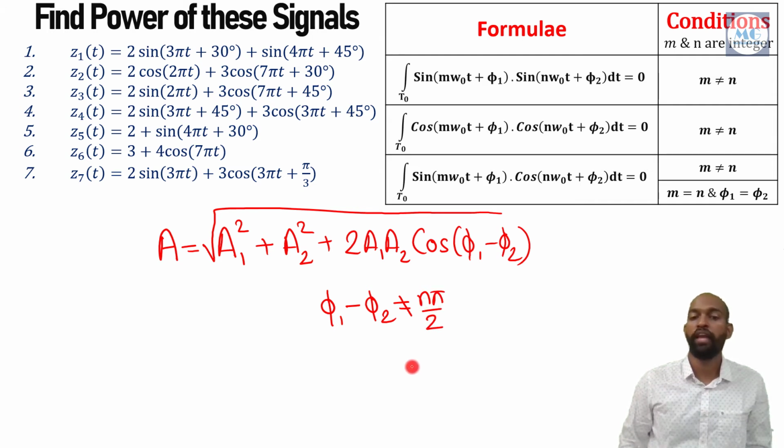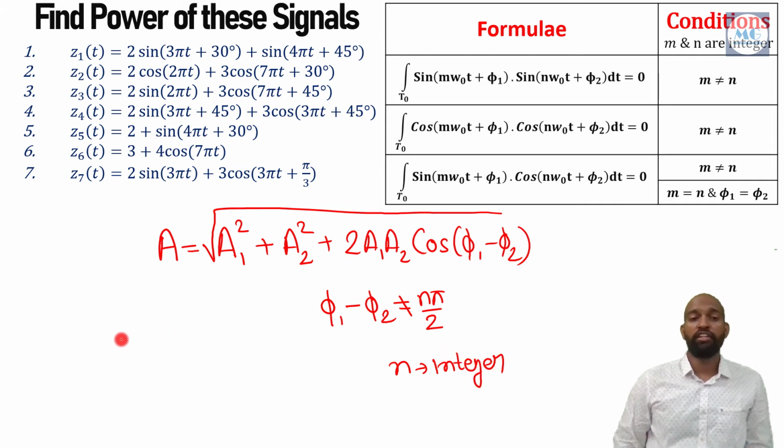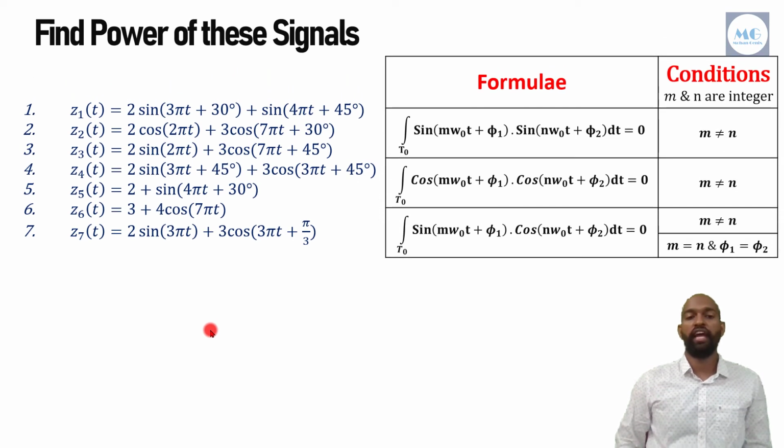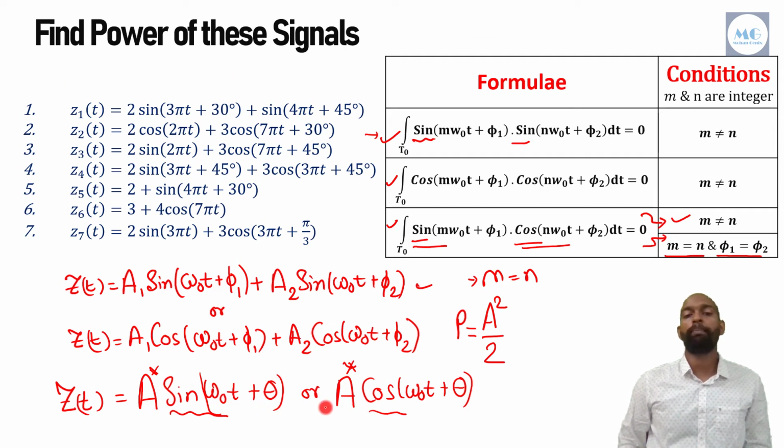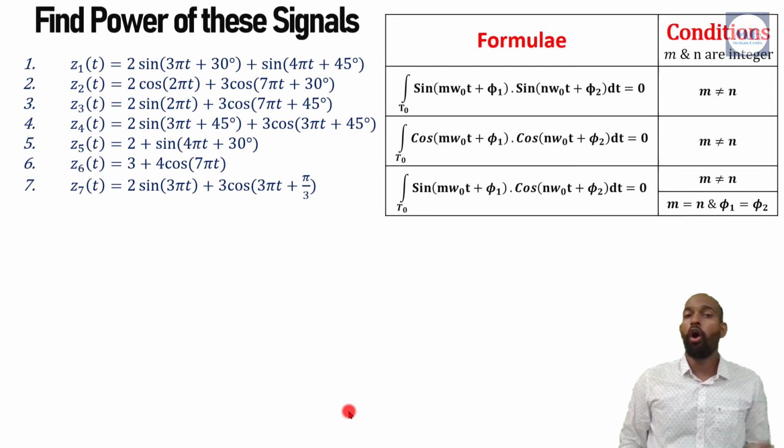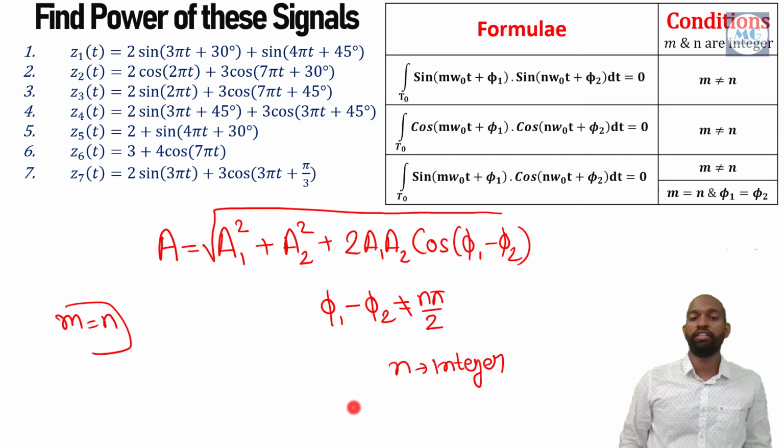For this, phi 1 minus phi 2 should not be equal to n pi by 2. And what will be n? N is obviously an integer. So understood? For the trigonometric function where m is equal to n, we just have to convert that function into a standard format, that is A sine omega naught t plus theta or A cos omega naught t plus theta, and just apply the formula for A. But always remember the condition: phi 1 minus phi 2 should not be equal to n pi by 2.